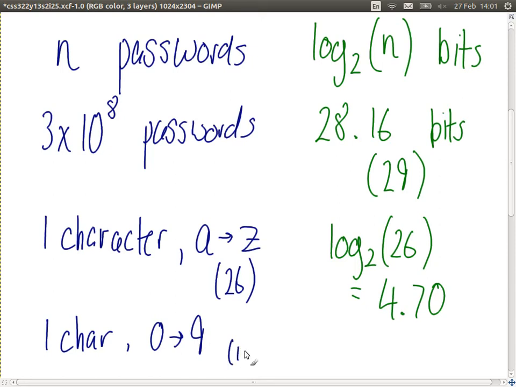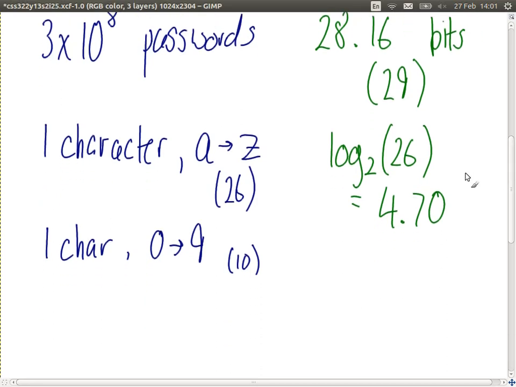There are 10 values. How many bits? Remember, the number of bits is log base 2 of the number of possible values. 3 point something. 3 point what? It will be useful in a moment. 3.32. That is, log base 2 of 10 is 3.32, or 2 to the power of 3.32 is 10. Okay.